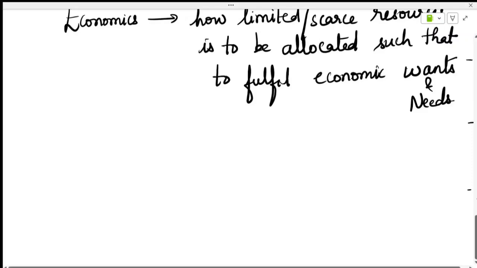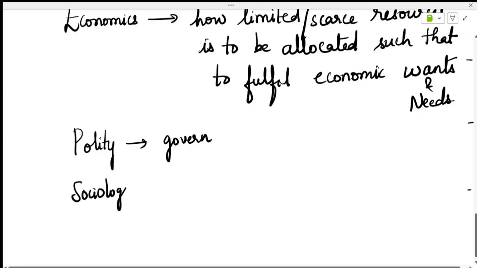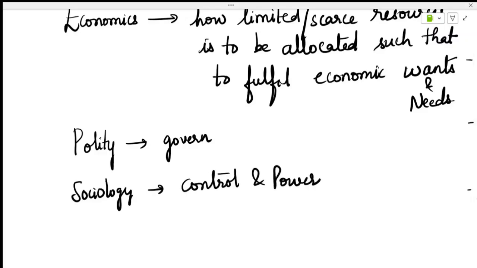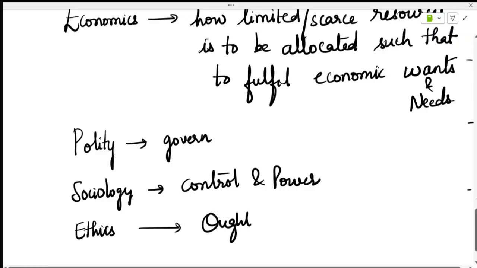Fine. Then, based on this thing, limited resources and unlimited wants, there are many subjects involved. Polity tells about who will be governing this. Then we have sociology. So in the society, who will be having control of what and who will be having power to get these resources, right? Then we have ethics. Ethics will be telling that ought to be. It means that how it should be. Okay.